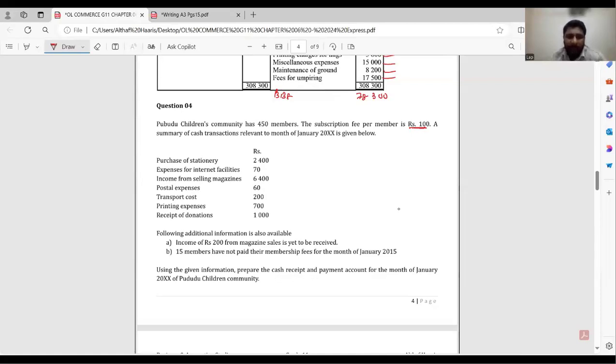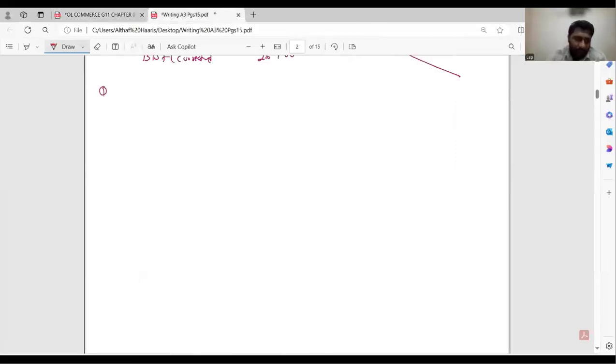So people, here they have given some information. Cash transactions relevant for the month. And they are telling that 15 members have not paid the membership fee for the month of January 2015. From each member, we are charging how much? 100. There are 450 members. Now people, here we are going to prepare the cash receipt and payment account. So this is question number 4.